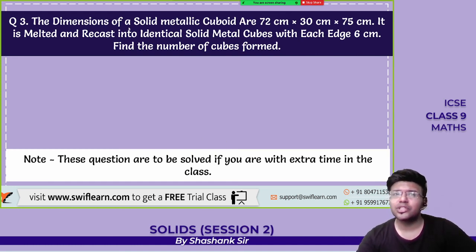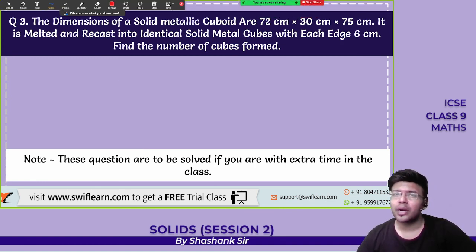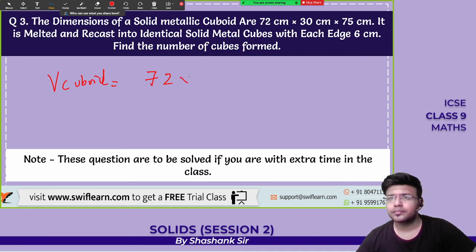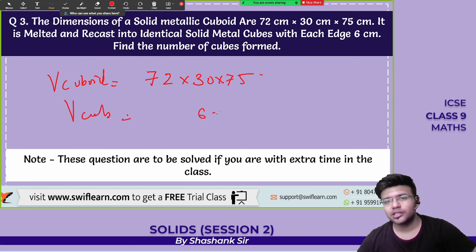A three-dimensional of a solid metallic cube are this. It is melted and recast into identical solid metal cubes of each at this. Find the number of cubes formed. So the dimension of the solid metallic cuboid. There is a cuboid. So volume of the cuboid is equal to length into breadth into height. This is melted and formed number of cubes. So volume of the cube is 6 into 6 into 6. N number of cubes are formed.